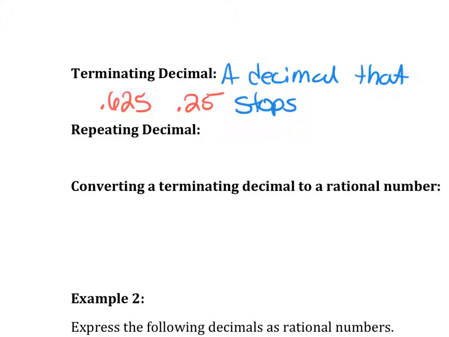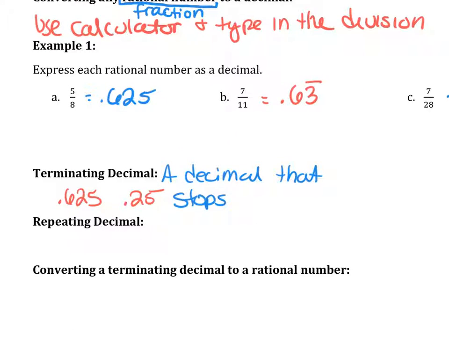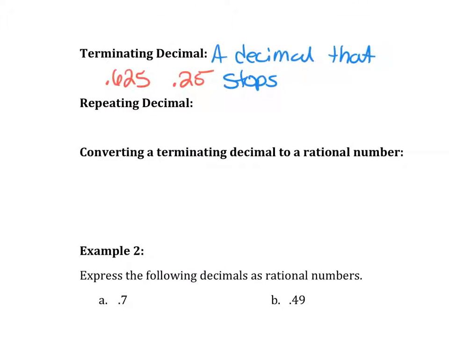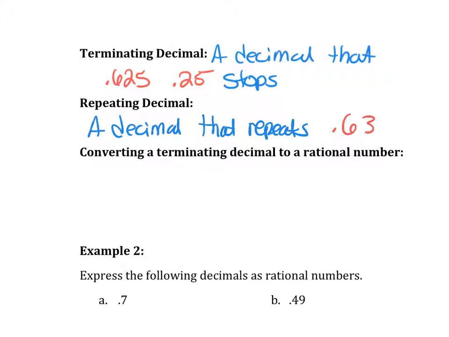Whereas a repeating decimal, as the name suggests, is a decimal that repeats. So like the 0.63 repeating. And so remember, we have this line above. Whatever the digits are that are repeating, you put that line over them to indicate that, because I don't expect you to write 3 repeating multiple times. Just write it once with the line on top.